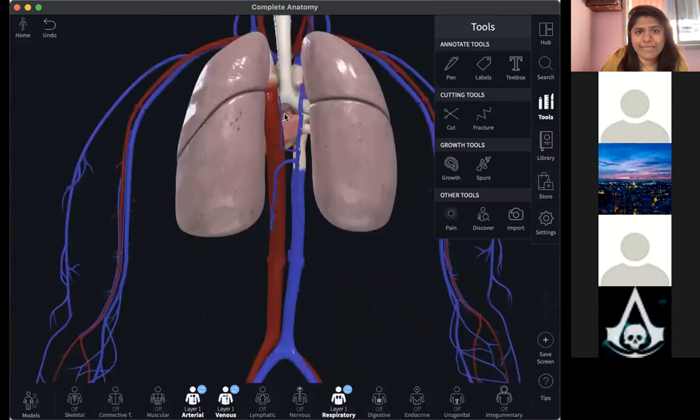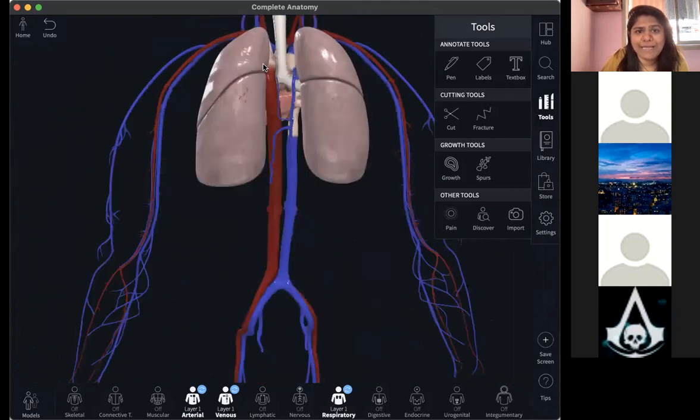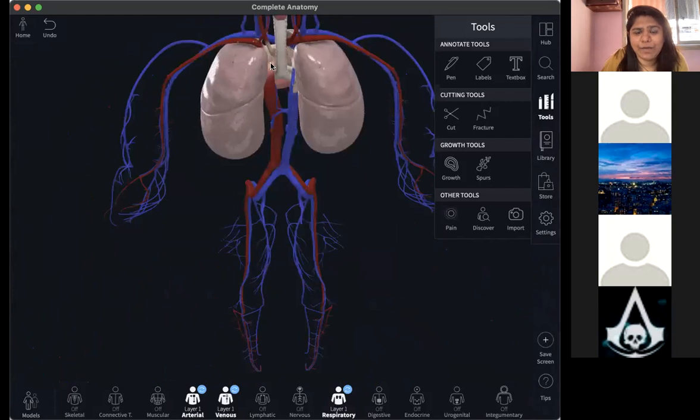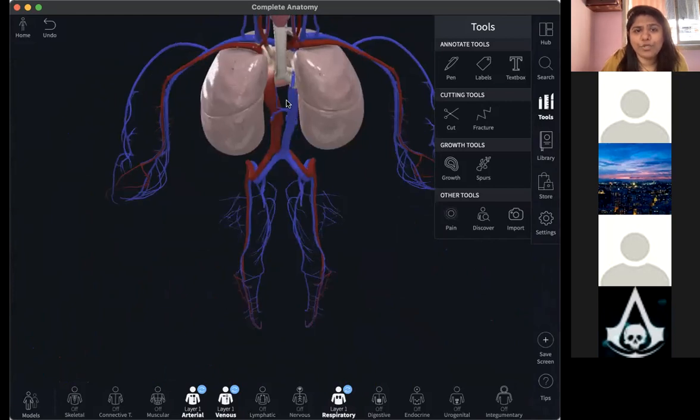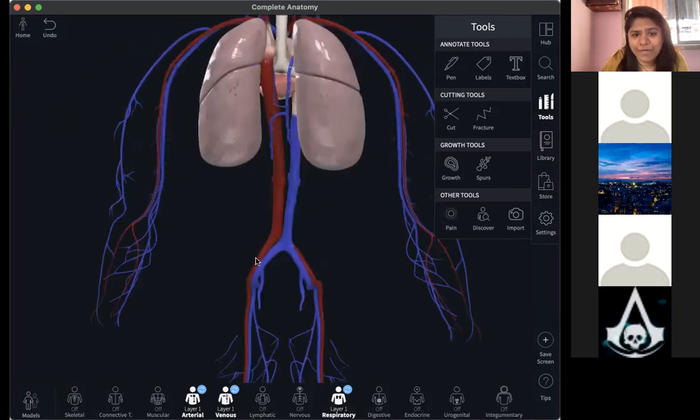All right, can you see that there is a blood vessel that is coming here, which is going down, supplying the blood to your lowermost body parts, and then there is a blood vessel that is coming up and is supplying the blood to your upper body part. Can you make that distinction over here? There is a blood vessel coming down, there's a blood vessel going up.